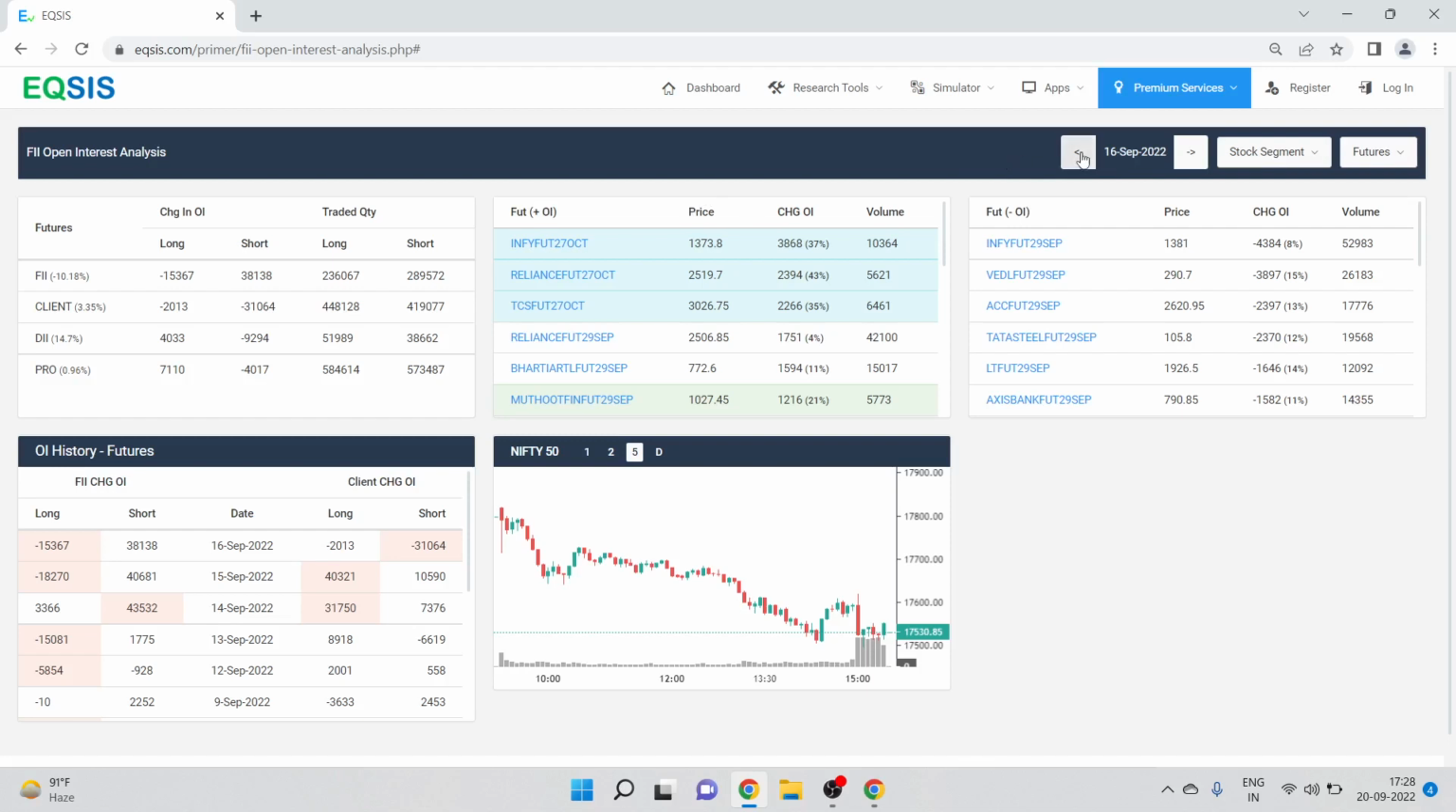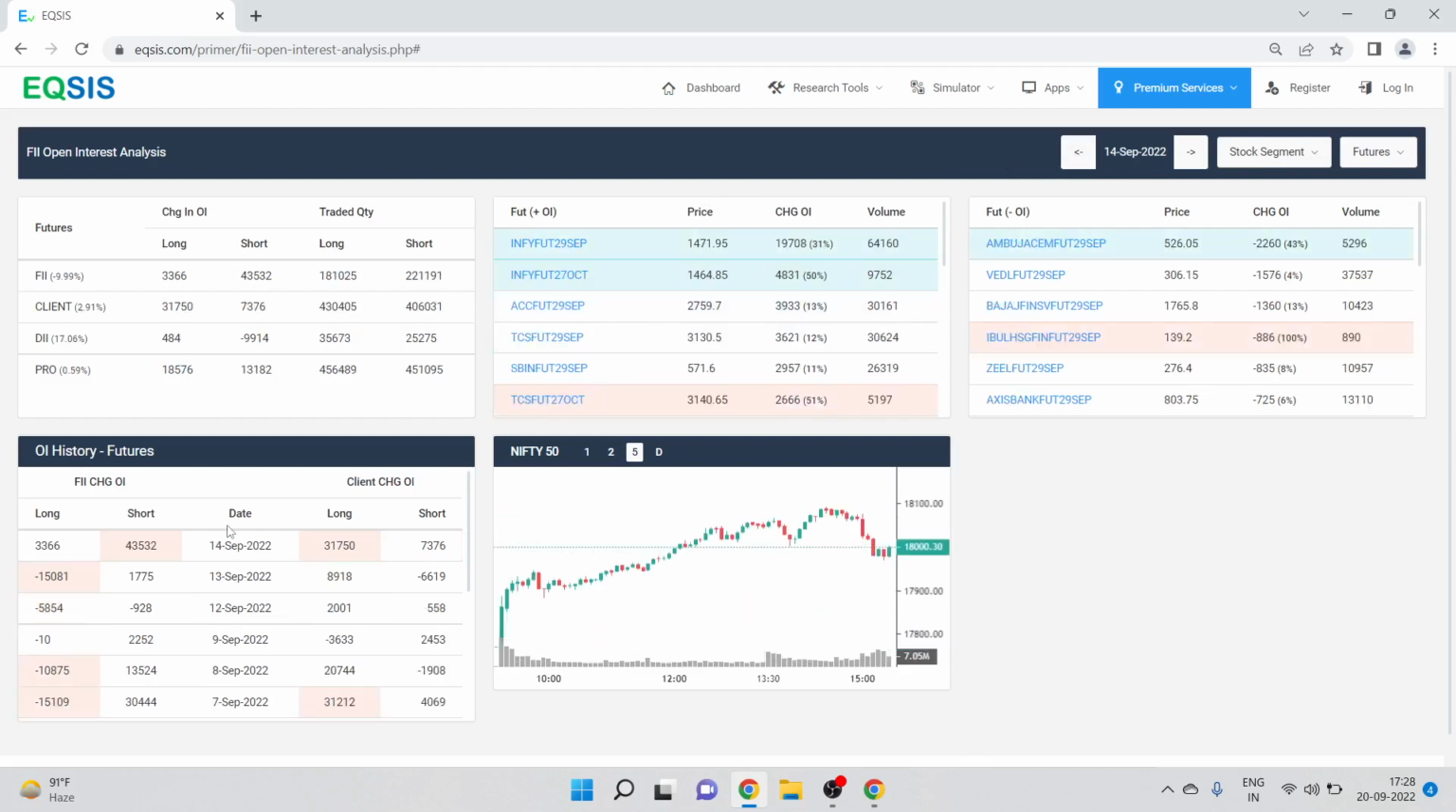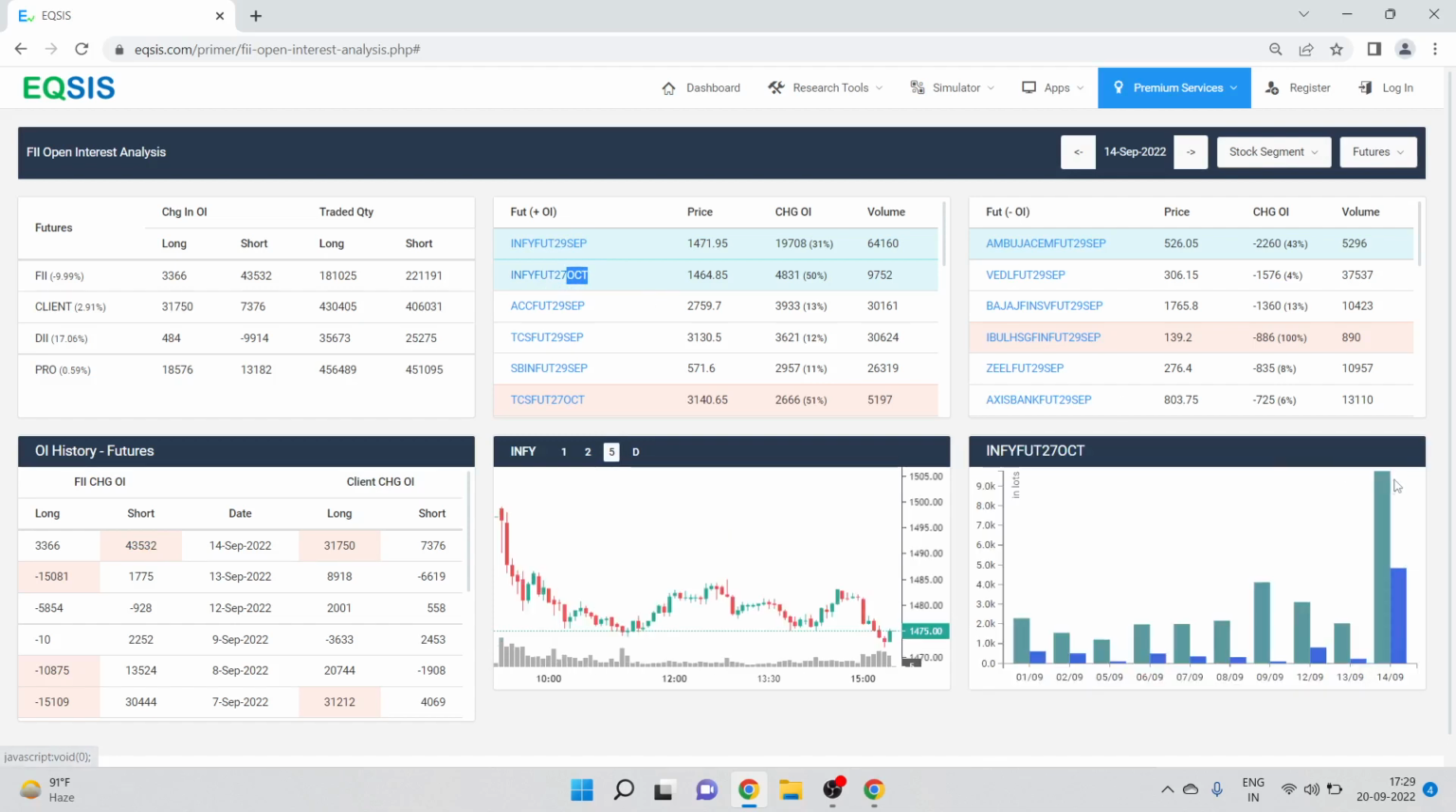So this can be done by going back to 16th September. Let me go back even to 14th September, because on 14th September, their activities initially started with close to 43,000 contracts. The top open interest gainer on that particular day is Infosys, not just on the September contract, but also with the October month contract. And if I click on this October month contract, most of the volume is translated into open interest.